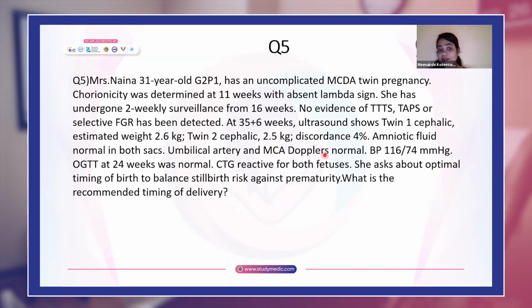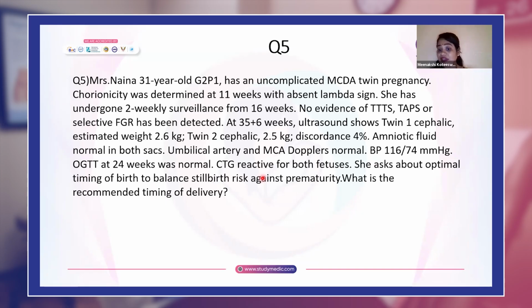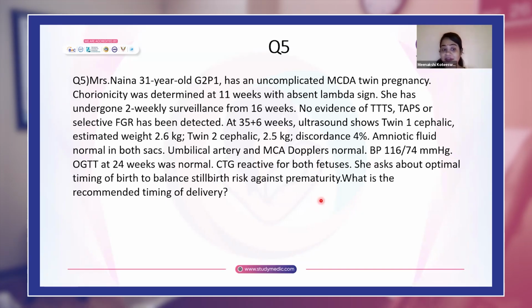Umbilical artery and MCA Dopplers are normal. BP is 116/74. OGTT at 24 weeks was normal. CTG is also reactive for both the fetuses. She is asking about optimal time for birthing in order to balance the stillbirth risk against prematurity. What is the recommended timing of delivery?